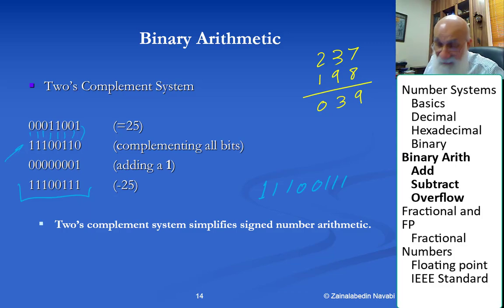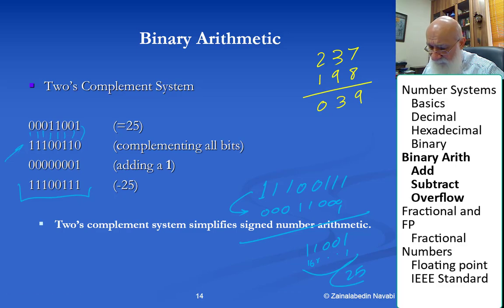What you have to do is turn it back into its positive equivalent, and then tell me what the number is. To turn it into its positive equivalent, again complement all the bits: 0 0 0 1 1 0 0 0, add a 1 to it, and that becomes 0 0 0 1 1 0 0 1. Now this is weight 1, 2, 4, 8, 16. So this is 25.